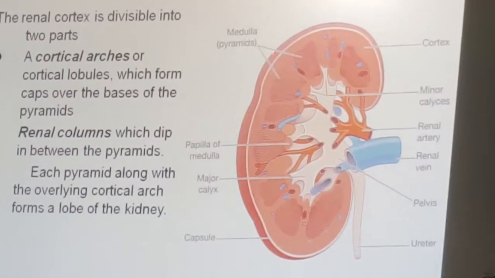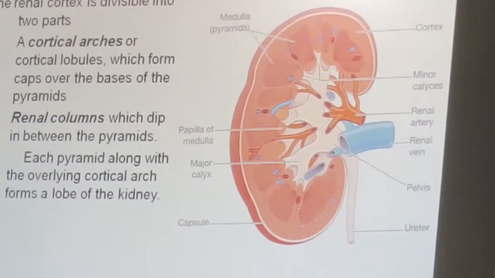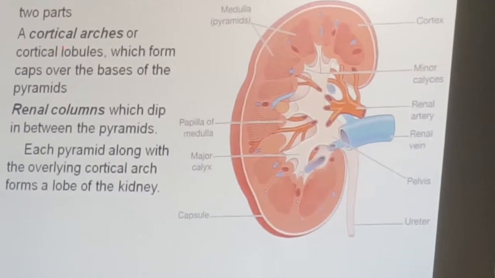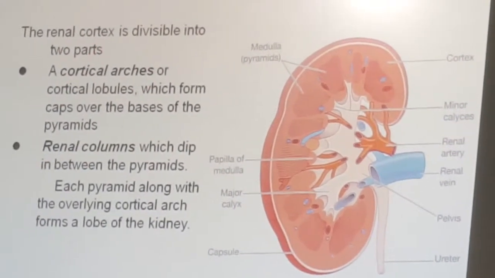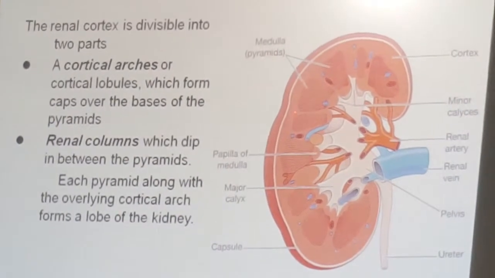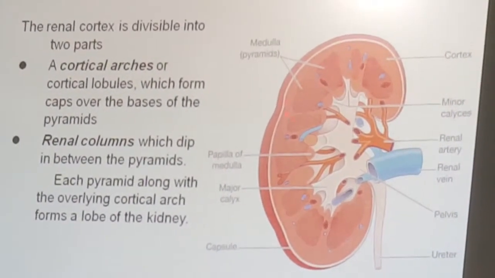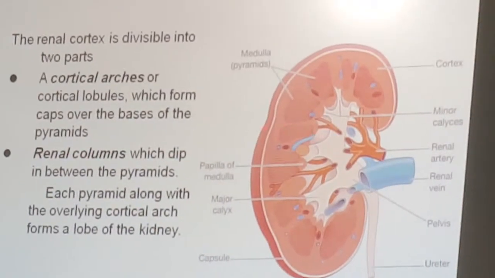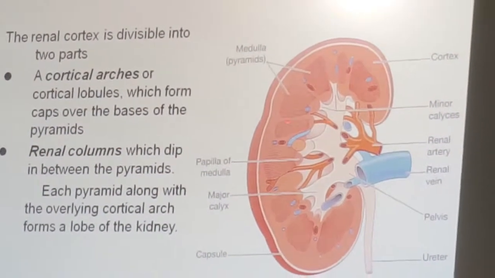The renal cortex will have two parts. One is called the cortical arches, which are just above the renal pyramids. This is the renal pyramid. Above that is the cortical arch, and in between there are the renal columns.